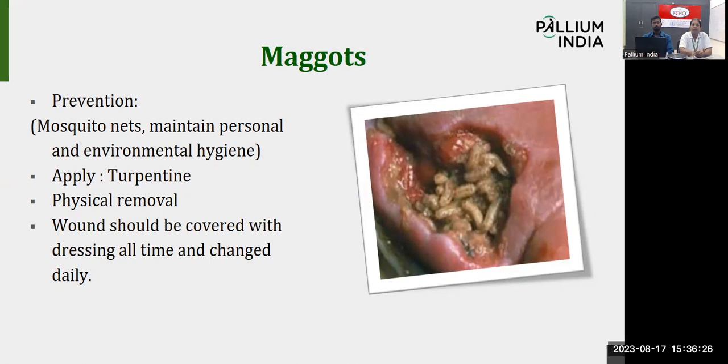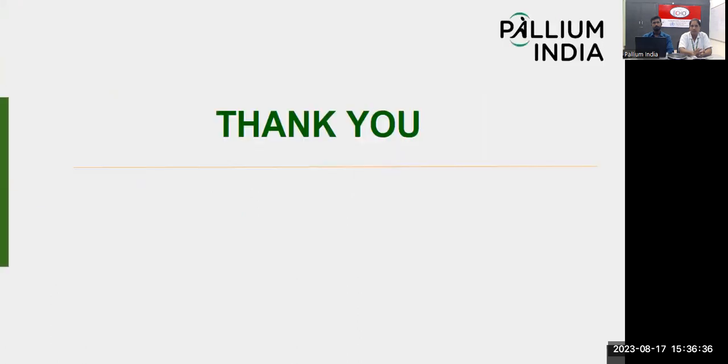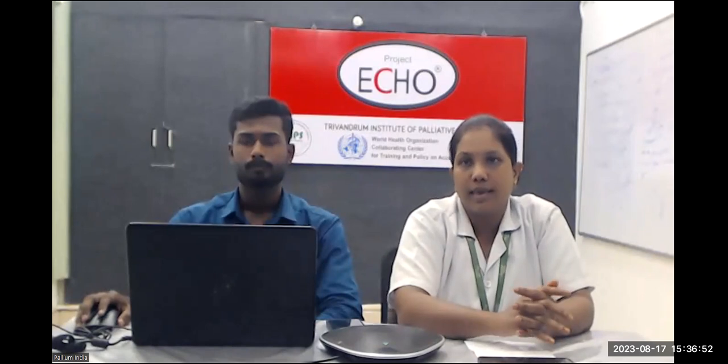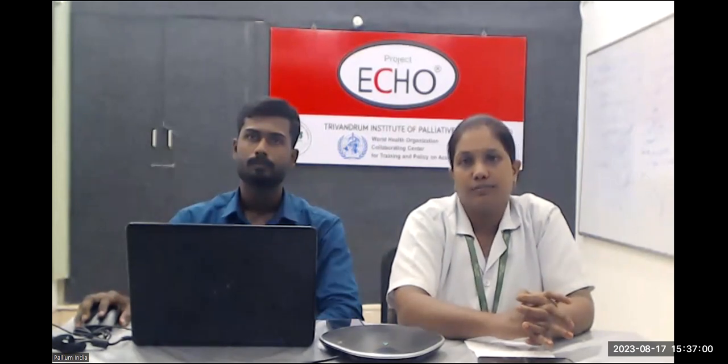And also the wound should be covered with dressing all the time and changed daily. That is very important. Okay, thank you. So this was the topic. Hope you have understood the points. The fungating wound or cancer wound is a very important aspect in our palliative setting, because we usually deal with more cancer patients, and we can see this type of fungating wound. So we have to identify the difference between a normal wound and a fungating wound. Thank you. Any questions you can ask?